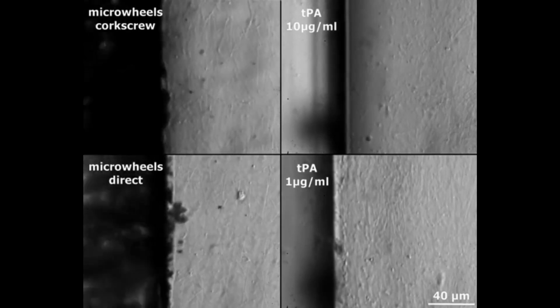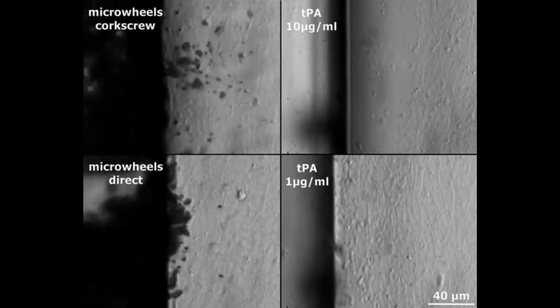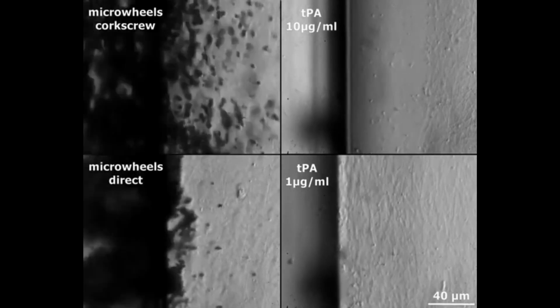In the video, we can see the effect of TPA functionalized wheels compared to dissolved TPA, as well as the effect of different microwheel movements.